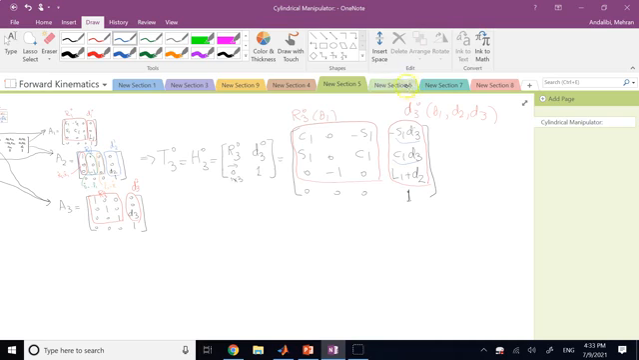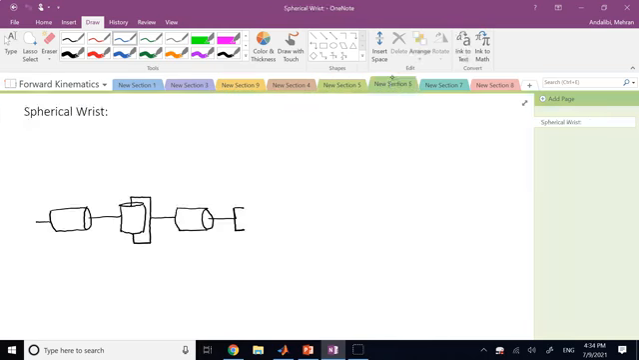Now let's practice one more thing, and that is the spherical wrist. As I said, the spherical wrist allows you to have 3 rotations along 3 different axes in general, and the angles of this are very similar to the Euler angles. I'll show you. You can basically create any orientation that you want for the end effector. So by adding this spherical wrist, you're going to make your robot dexterous.